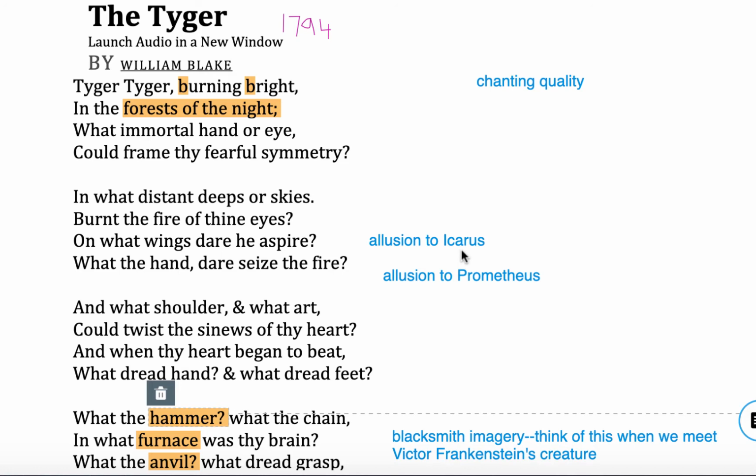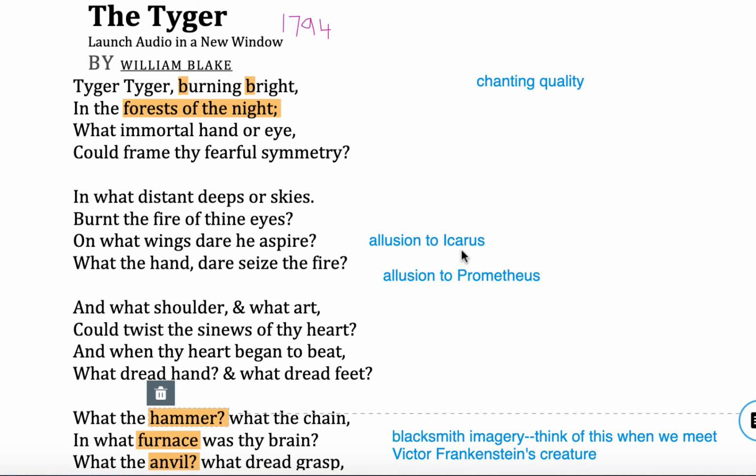That might seem like a stretch now, but bear with me. By the end of this, you'll probably see what I mean. So, immortal hand or eye. Immortal means something that never dies. So that could reference God as the creator of the tiger. It could also reference somebody else who creates a tiger and who also doesn't die, in a sense, and who also creates a tiger with his hand or his eye. Think about who else that could potentially represent aside from God.